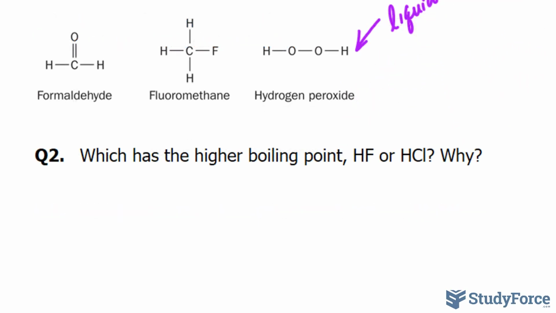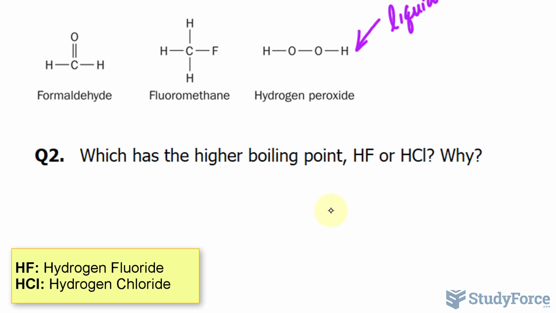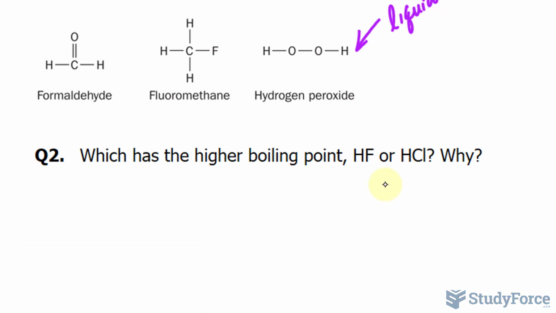In question 2, we're asked, which has the higher boiling point, HF or HCl? So this molecule right here is hydrofluoric acid, and this one is hydrochloric acid. The way you determine which one has a higher boiling point is you look at the electronegativity of the halogen gas. So we have fluorine and we have chlorine. Of the two, fluorine has a higher electronegativity. So it's going to pull the overall electrons of this molecule towards it.